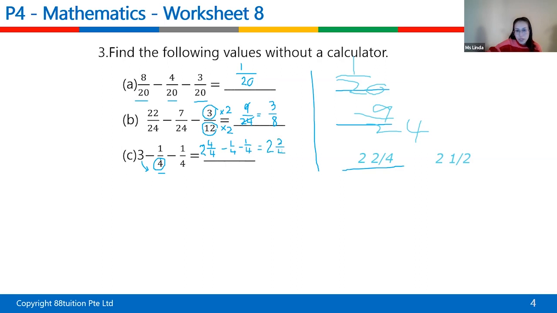Now 2/4 we can still reduce to the lowest term. Make sure you divide by a common factor, which is 2 here. So 2 divided by 2, your 2 whole still remains. 2 divided by 2, you get 1. 4 divided by 2, you get 2. So your answer is 2, 1/2. Okay, Valerie, can you see, yeah? All right, there we go.